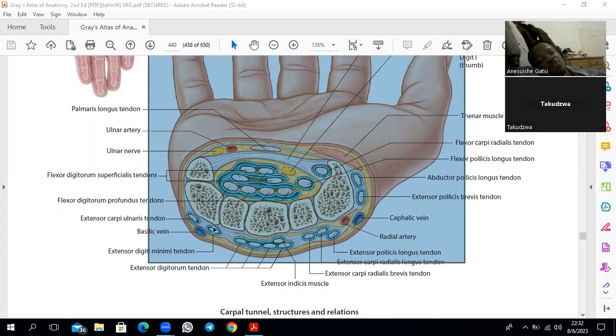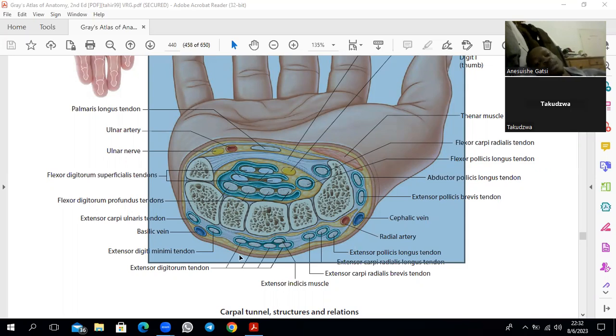Then there's a compartment for extensor digiti minimi. Basically, you're thinking about muscles coming from the posterior forearm. There's a compartment that is shared for the radialis muscles, so there's extensor carpi radialis longus and extensor carpi radialis brevis. There is a compartment for extensor pollicis longus. Then there's a compartment that is shared for extensor pollicis brevis and abductor pollicis longus.